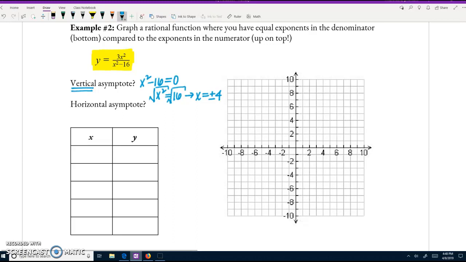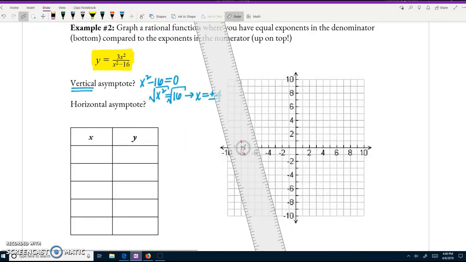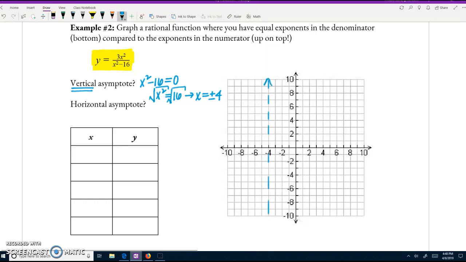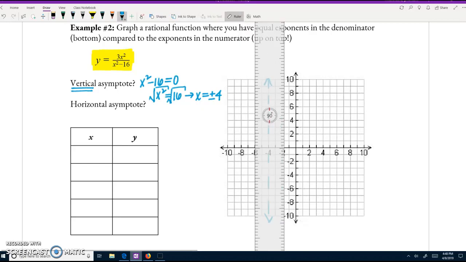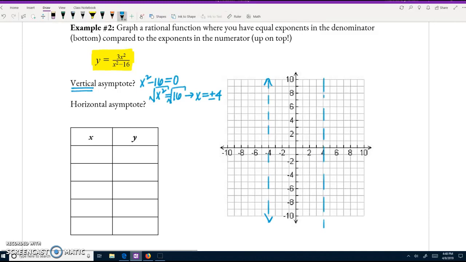So you can have more than one vertical asymptote. There are actually situations where you could have 3 or 4 or 10 if you had a really crazy looking equation. But we'll just take a look at 2. So I've got negative 4, that's one of my vertical asymptotes right here. And then positive 4, my other vertical asymptote is going to be right over here. So I've got those sketched out, which means I'm going to want to test some points on the left of negative 4, in between negative 4 and positive 4, and then to the right of positive 4.